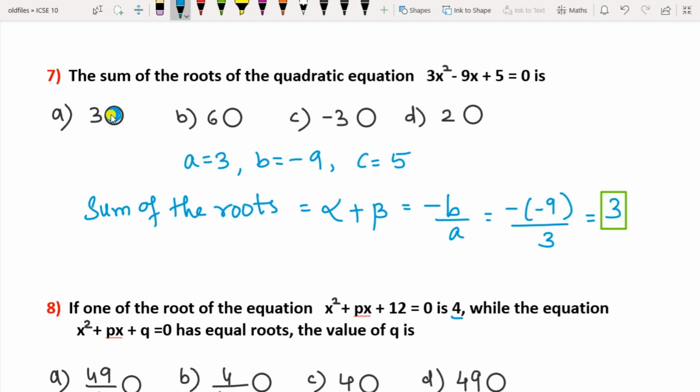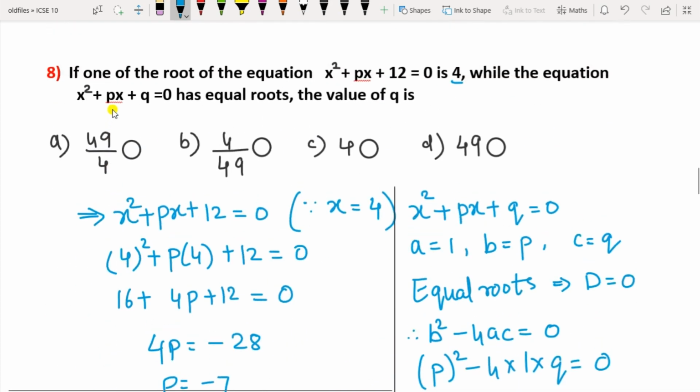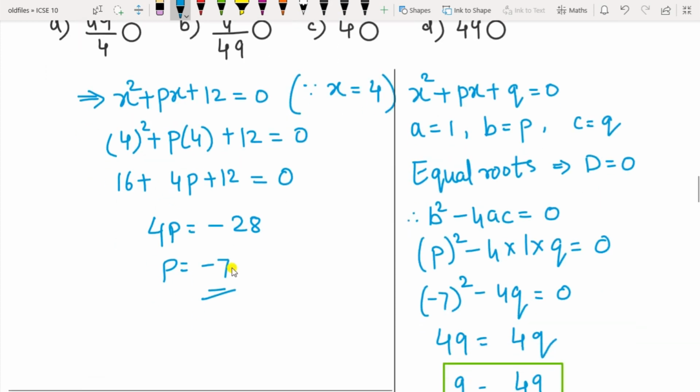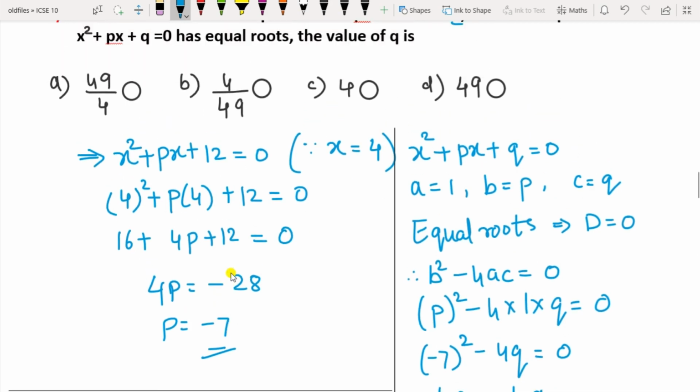Okay. Question 8 here is, if one of the roots of the equation x square plus px plus 12 equal to 0 is 4, while the equation x square plus px plus q equal to 0 has equal roots, the value of q is. Now for this equation, one of the roots has been given, that is 4 here. Therefore, value of x is 4. Substitute in this equation, you will get the value of p here, that is minus 7, right?